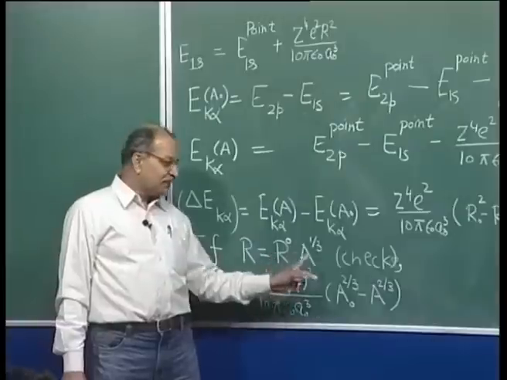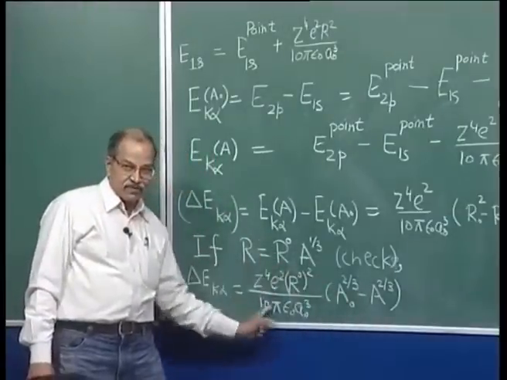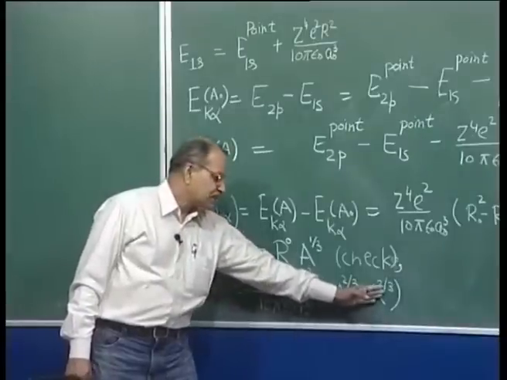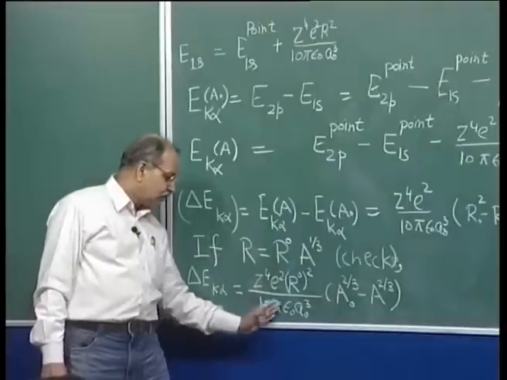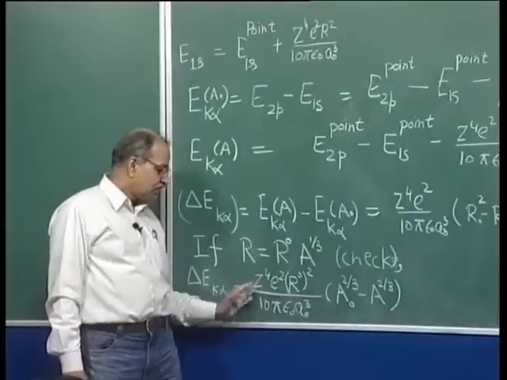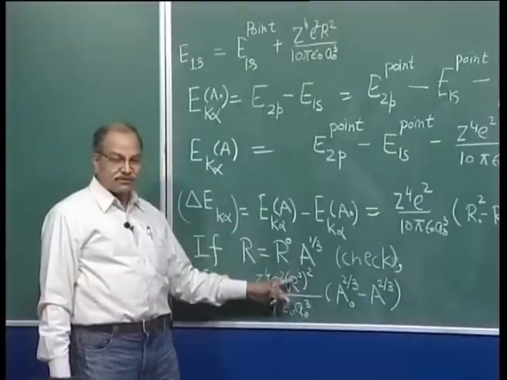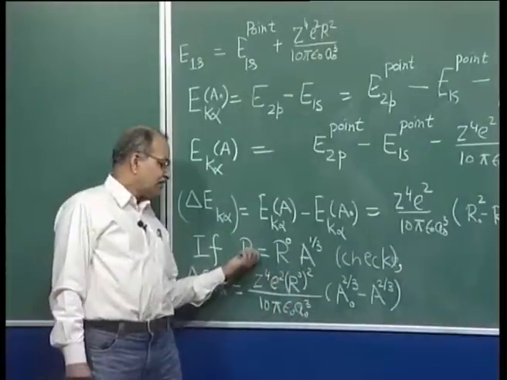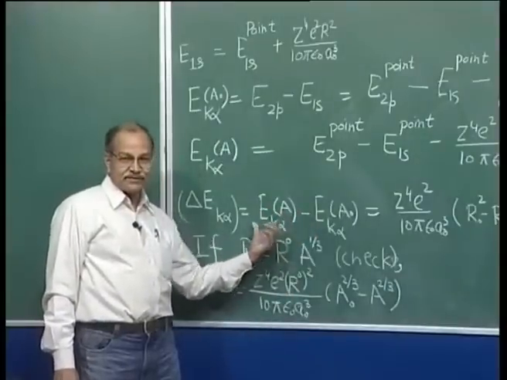Okay. And if it is a straight line, then the slope is here, and all other things are known. These are all fundamental constants. You can get this R naught. That means you will get R as a function of capital A. So, that is the trick.